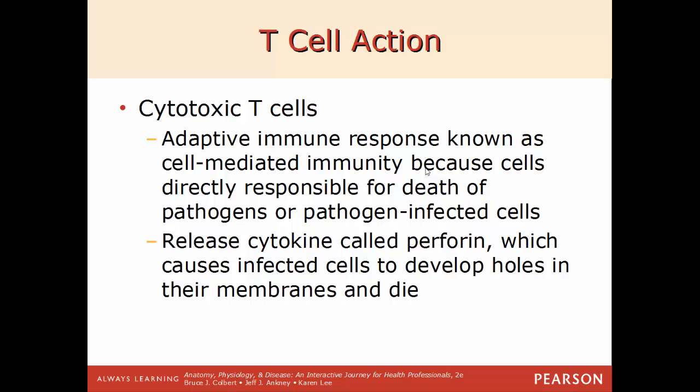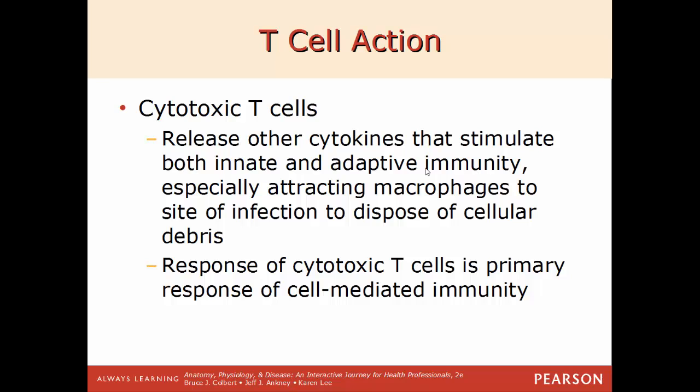So killer T cells directly kill the pathogen. That's a cell-mediated response. B cells make antibodies, and they take care of the dirty work. That is a humoral response. Now these killer T cells can also release other cytokines that stimulate both the innate and the adaptive immunity, especially in attracting macrophages to the sites of infection and to dispose of the cellular debris. And the response of these killer T cells is the primary response of the cell-mediated immunity.